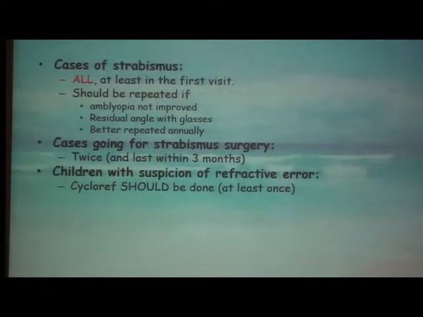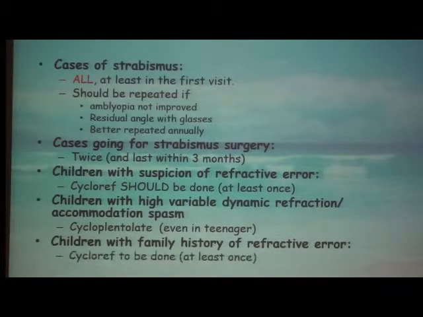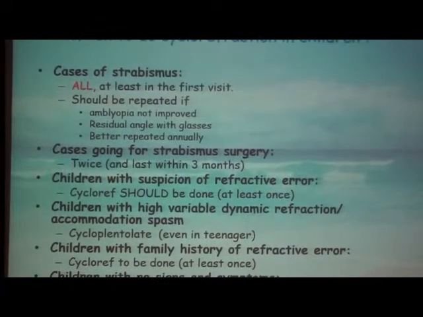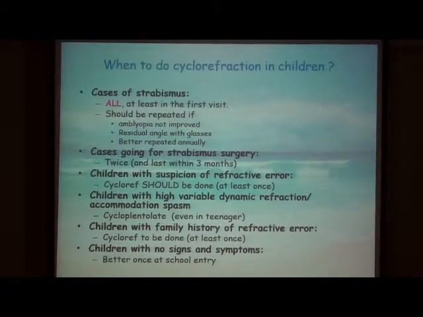And even with children without strabismus, if I am suspecting refractive error, we go for cycloplegic refraction, at least once in the records of the patient. A patient with highly variable dynamic refraction, or a patient with accommodative spasm, even if a teenager, I need to do cycloplegic refraction. If I have a patient with a family history of refractive error, it's recommended to do cycloplegic refraction. Even if the patient has no sign or symptom, it's recommended to have a cycloplegic refraction at least at school entry, hopefully even before.